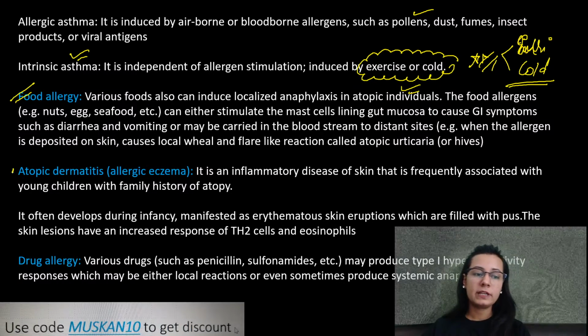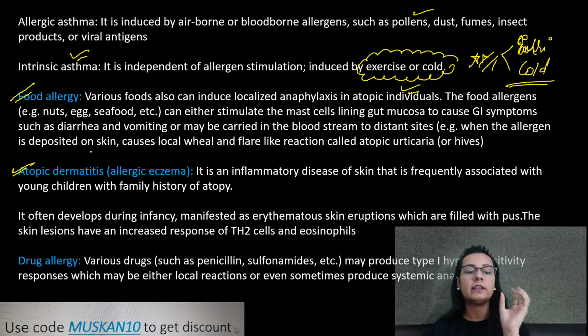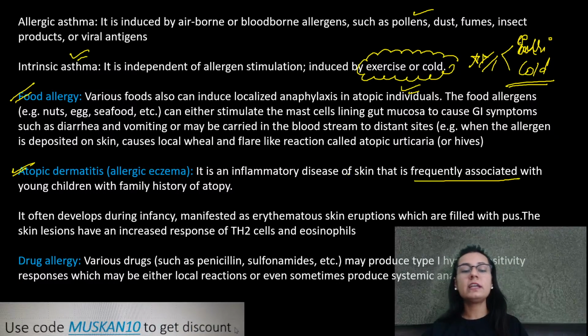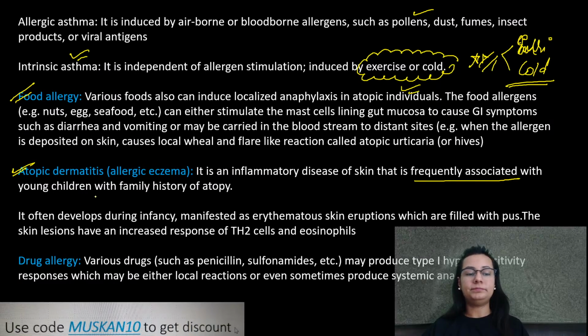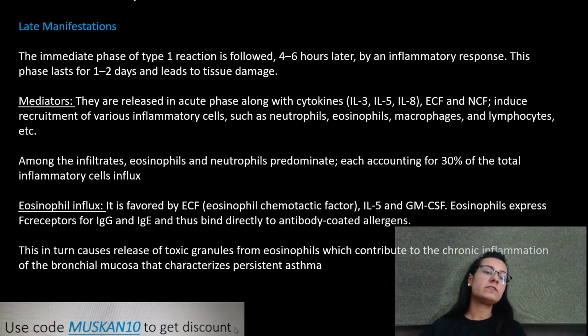Now, atopic dermatitis. Contact dermatitis comes under type 4, and atopic, that is A for A, is an inflammatory response that is frequently associated with young children with a family history, right? It often develops during infancy. Drug allergy: penicillin, insulin, and sulfonamides may produce type 1 hypersensitivity.